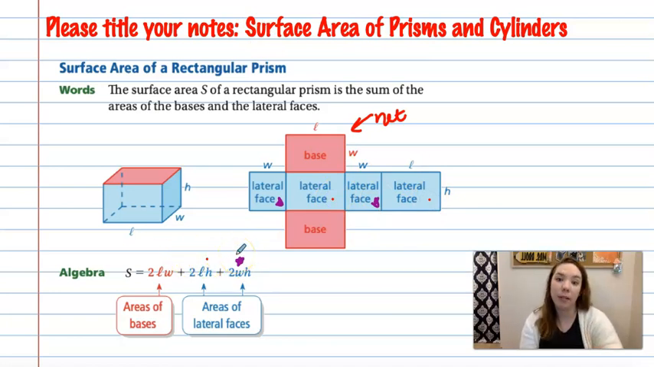Now, not all prisms are rectangles, so it really just kind of depends on what your shape is, because we're also going to do some triangular prisms. So you just want to take whatever the area would be of each little piece and add them all together to get the area of your full surface.